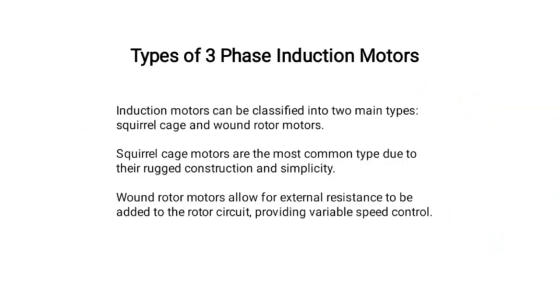Next, types of three-phase induction motors. Induction motors can be classified into two main types: squirrel cage and wound rotor motors. Squirrel cage motors are the most common type due to their rugged construction and simplicity. Wound rotor motors allow external resistance to be added to the rotor circuit, providing variable speed control.